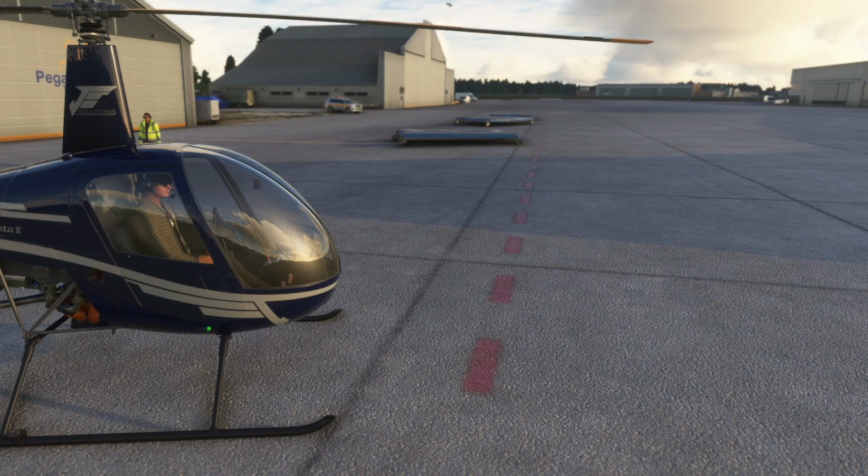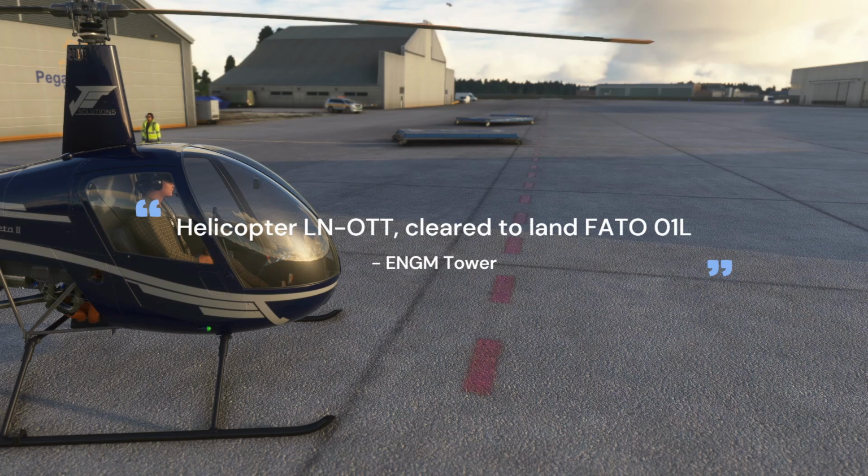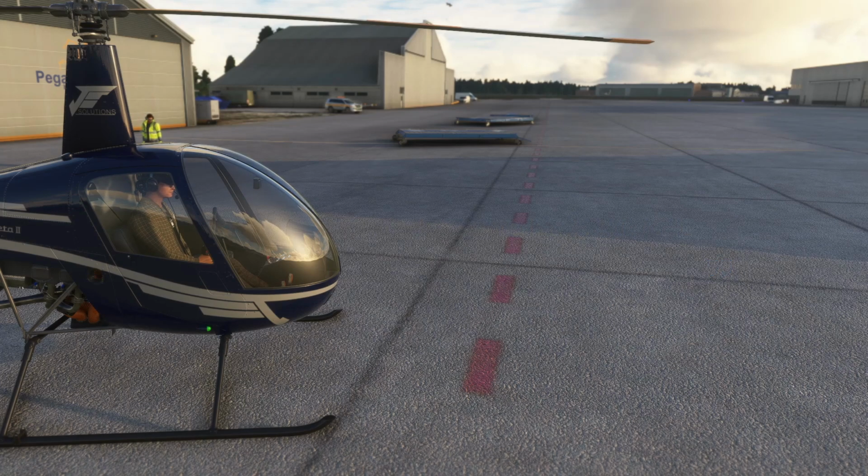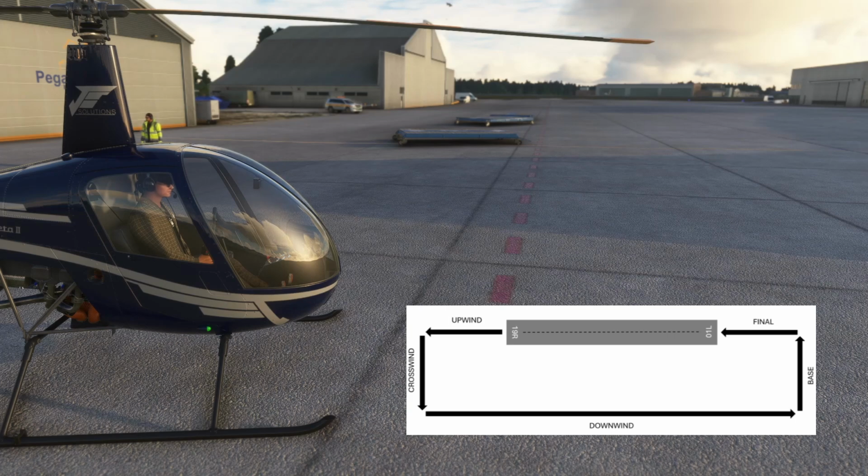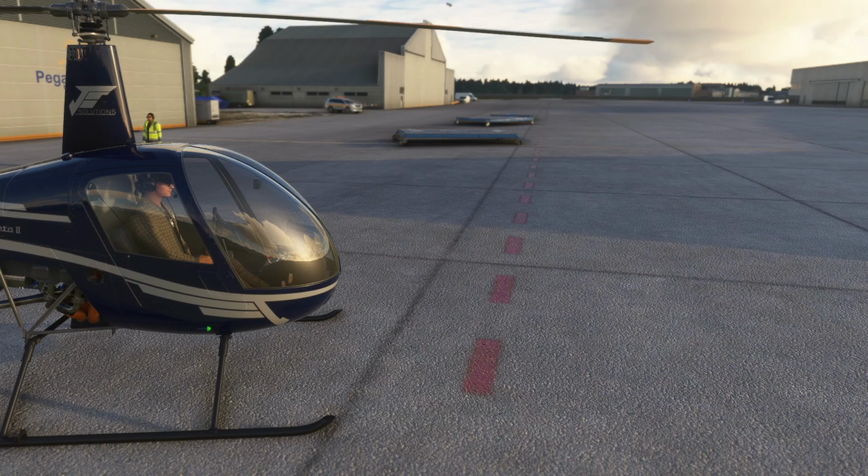If you are flying online, like on VATSIM for example, nothing is worse than being cleared to do something that you have no clue what is. That happened to me some time ago when I started out flying helicopters on VATSIM. I was on the approach to Oslo Airport Gardermoen, and the controller told me that I was cleared to land on FATO 01 left. I was really surprised because I expected to join either the left downwind or a left base, as you would expect in a fixed-wing aircraft, but that was not the case.